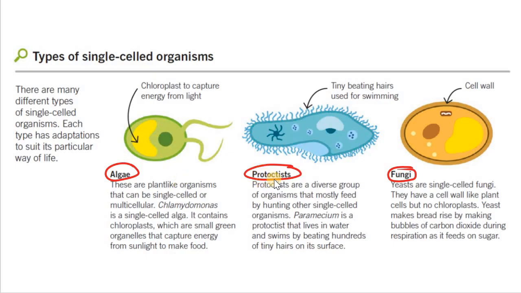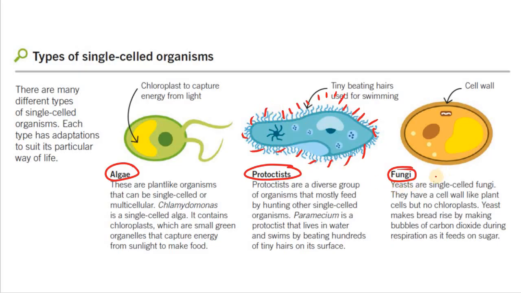Next, we have the Protoctists, which are a diverse group of organisms that mostly feed by hunting other single-celled organisms. As an example, we have Paramecium, which is a Protoctist that lives in water and swims by beating hundreds of tiny hairs on its surface. You see, these small hairs help it to swim.